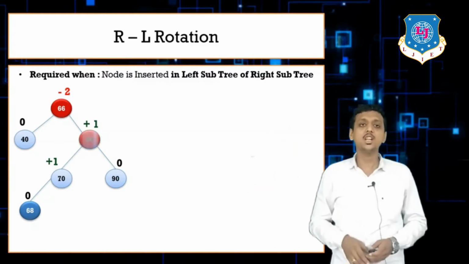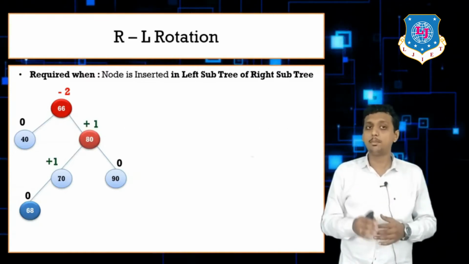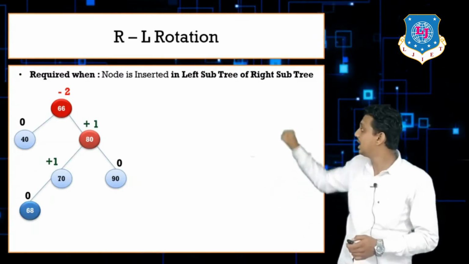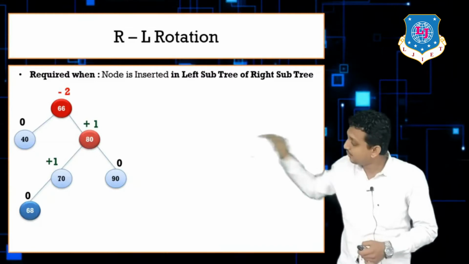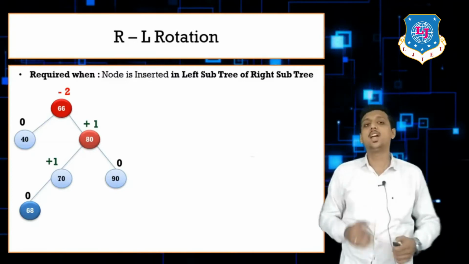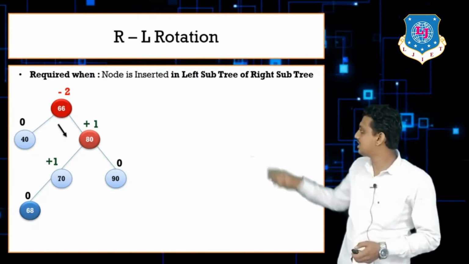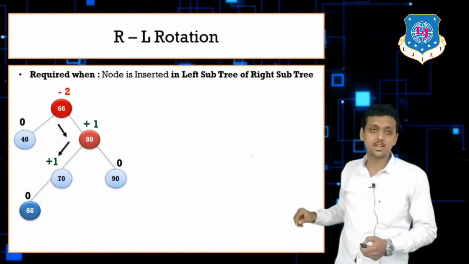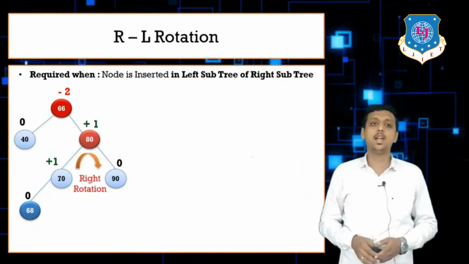So let's see. Here the next is 80, students. Here 80 is left heavy. That's why we need to apply first a right rotation on 80, and then a left rotation on 66. That's why it is known as RL rotation, where right rotation is followed by left. See, here the node is inserted on the left subtree of the right subtree. See the arrows: left subtree of right subtree.